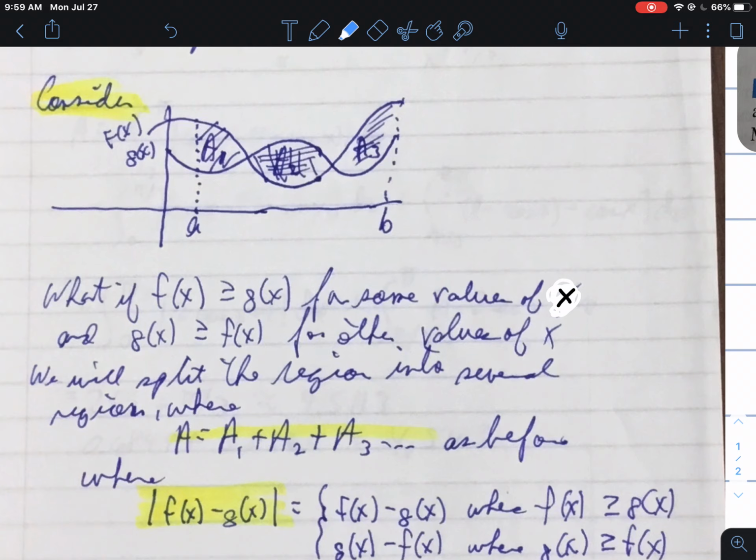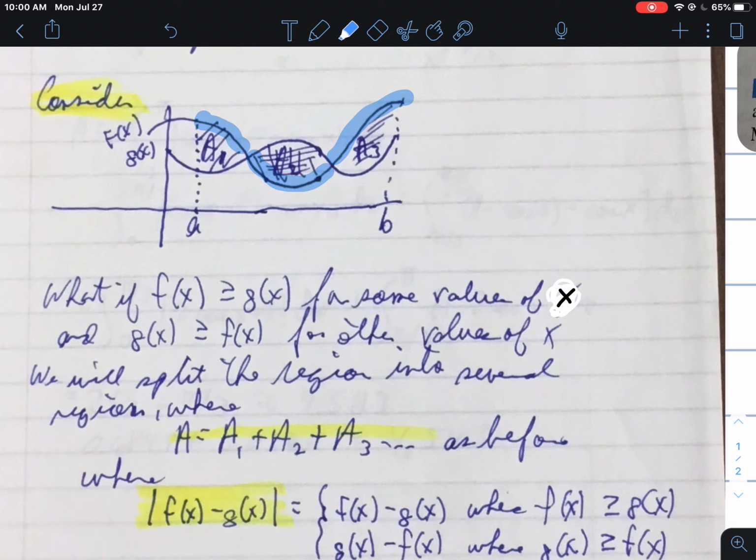So in other words, for part of the graph, f is on top and g is on bottom. But then for this middle part of the graph, they change their orientation, right? And now f is the bottom function and g is the top function. And so like I said, if we're calculating area between curves, this is always going to be a positive value.